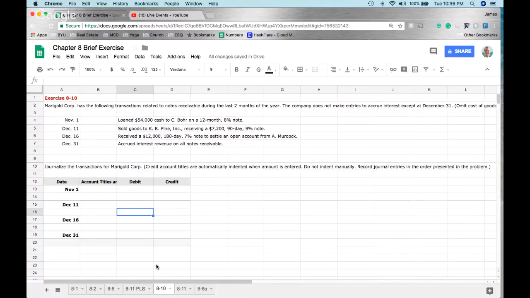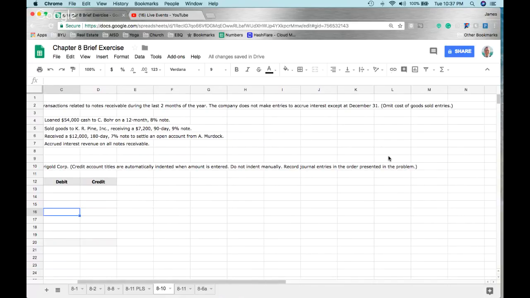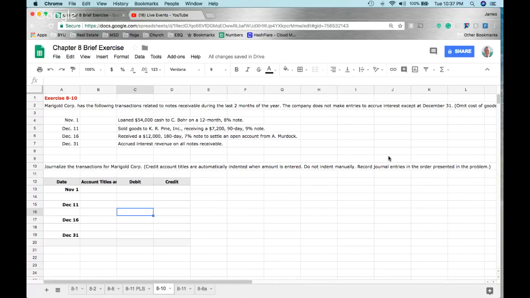All right, moving on, 8-10. So Marigold Corporation has the following transactions related to notes receivable during the last 2 months of the year. Company does not make entries to accrue interest except at December 31st. So we'll just do interest up to the 31st. Net cost of goods sold entries. All right, let's get going.